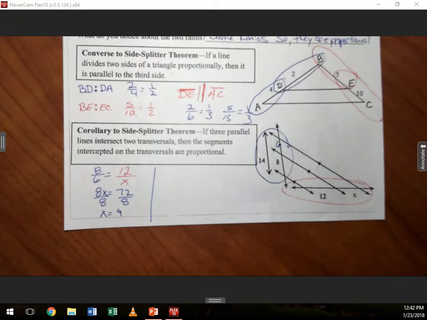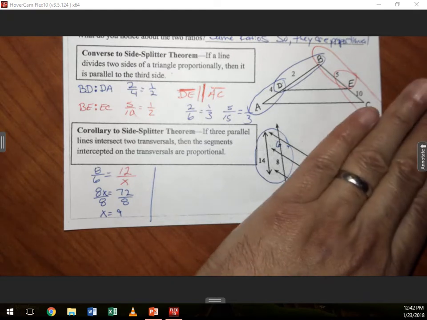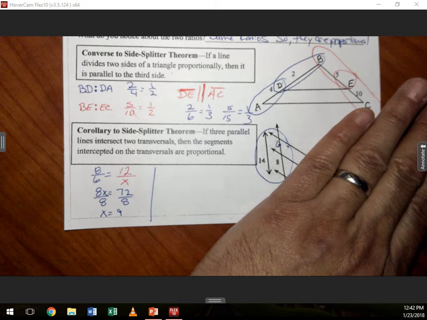Now that's one way of doing it. I'm going to show you the other way. Let's do part over whole. Part over whole. So let's go back to this side right here. How would I set up this one?